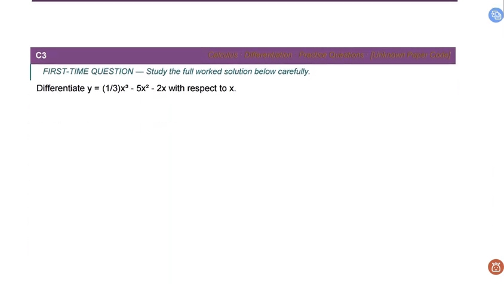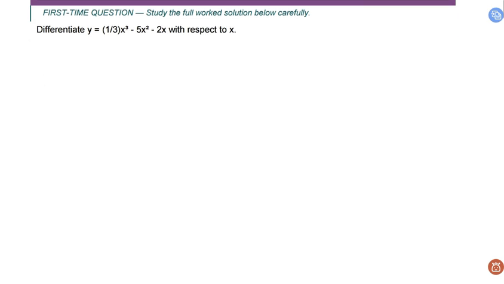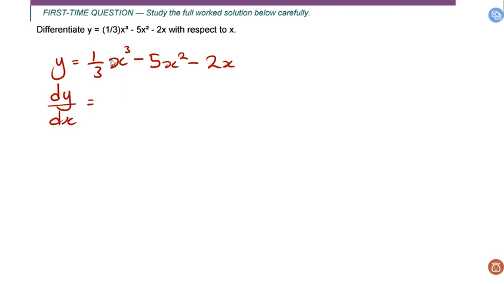I would encourage you to pause the video as well on this question so that you solve it. So the question is saying differentiate y equal to 1 over 3 x to the power 3 minus 5x to the power 2 minus 2x with respect to x, which simply means that you must say dy over dx. So here we are saying dy over dx will be equal to, when we say 1 over 3 times 3, what are we getting?